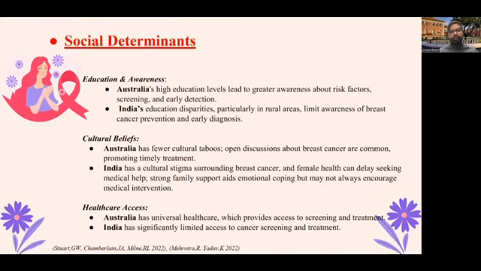On cultural belief, Australia has fewer taboos, so there is open breast cancer discussion, whereas in India there is a cultural stigma, so there is no open discussion. On healthcare access, Australia has a universal healthcare system which provides access to screening and treatment, whereas in India there is limited access to cancer screening and treatment.